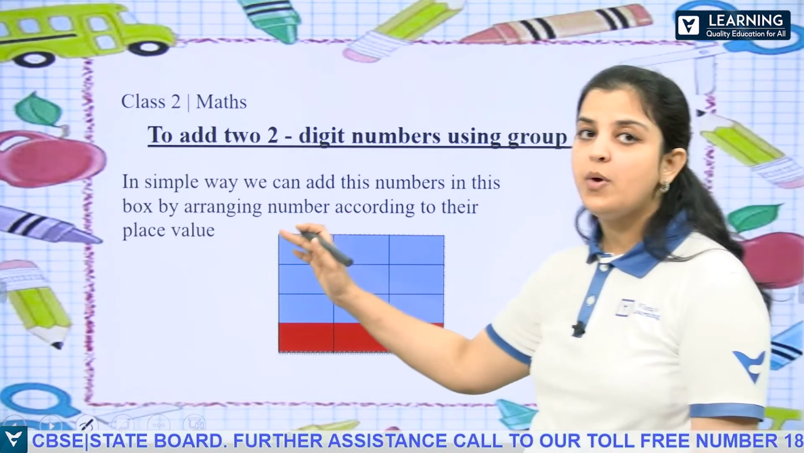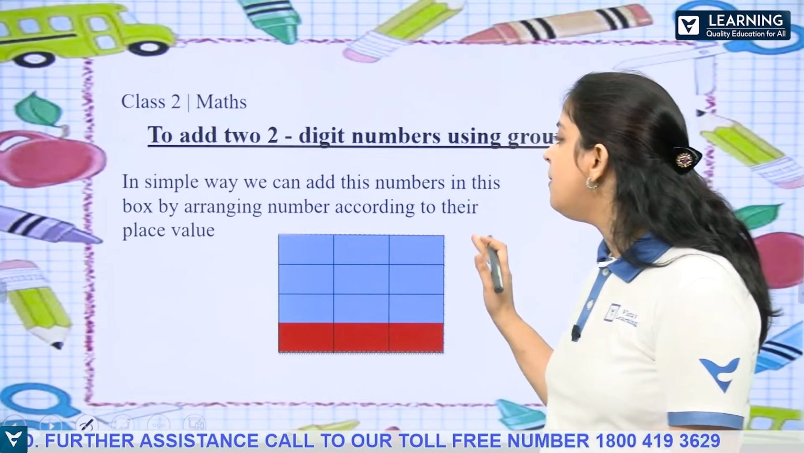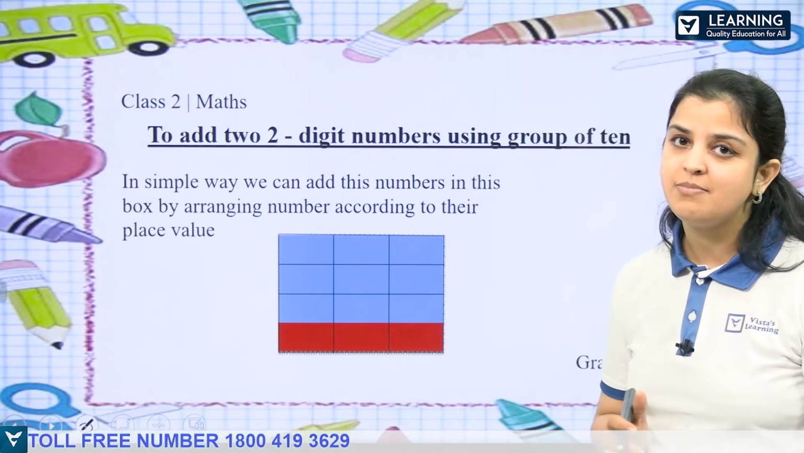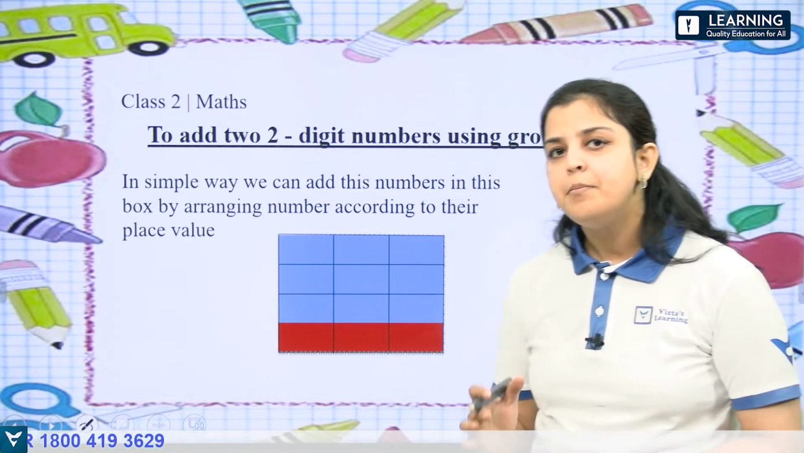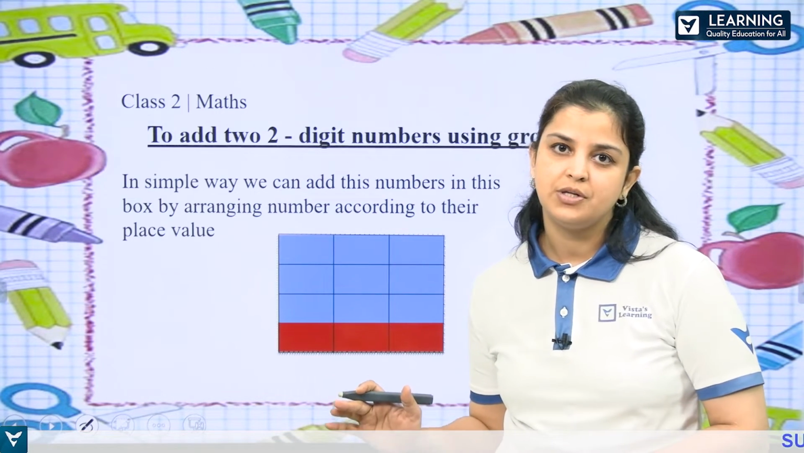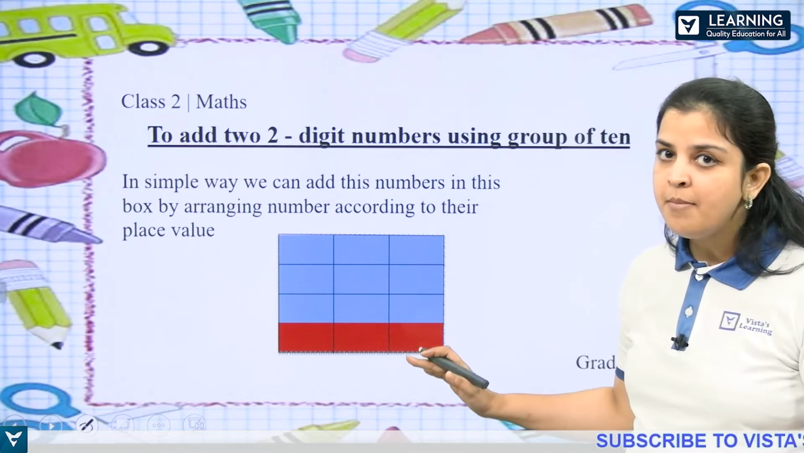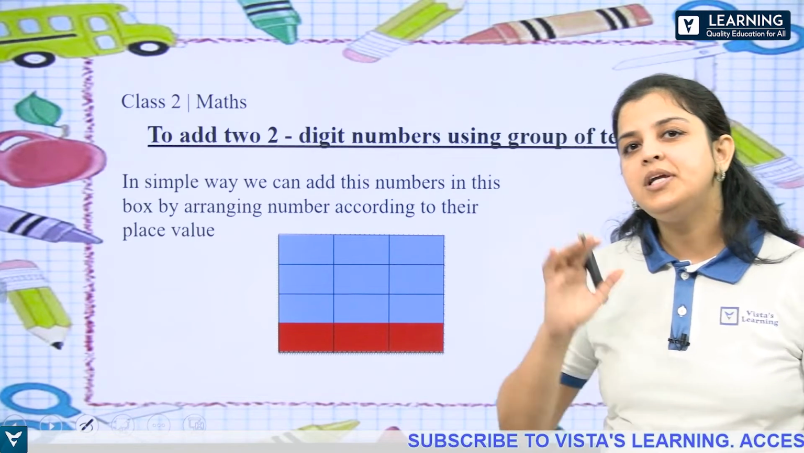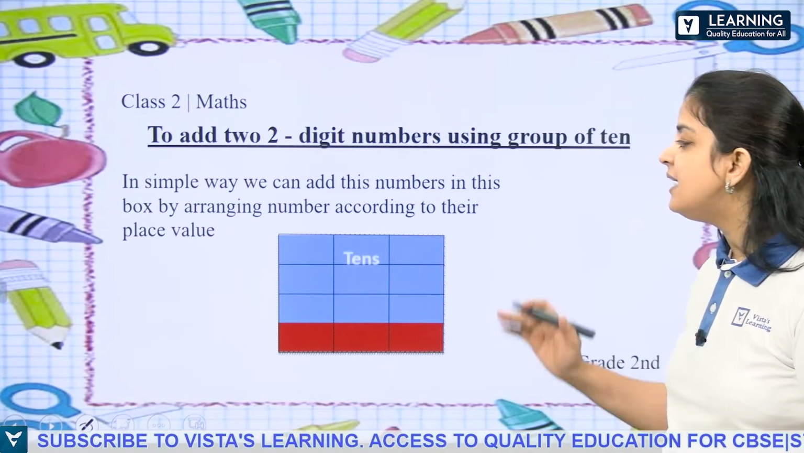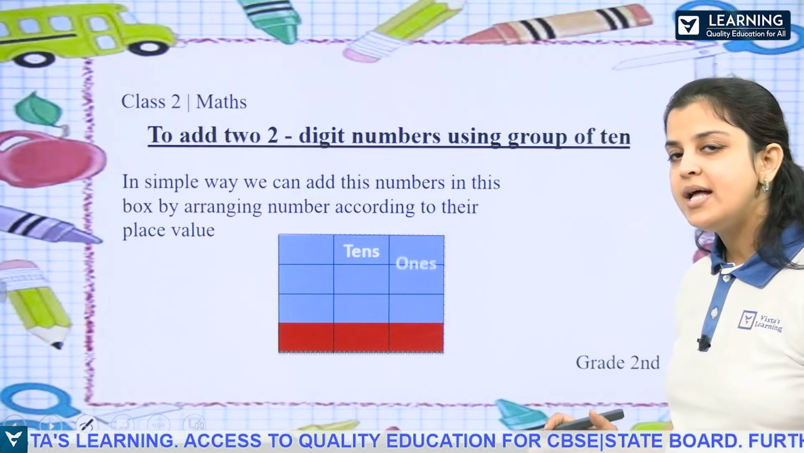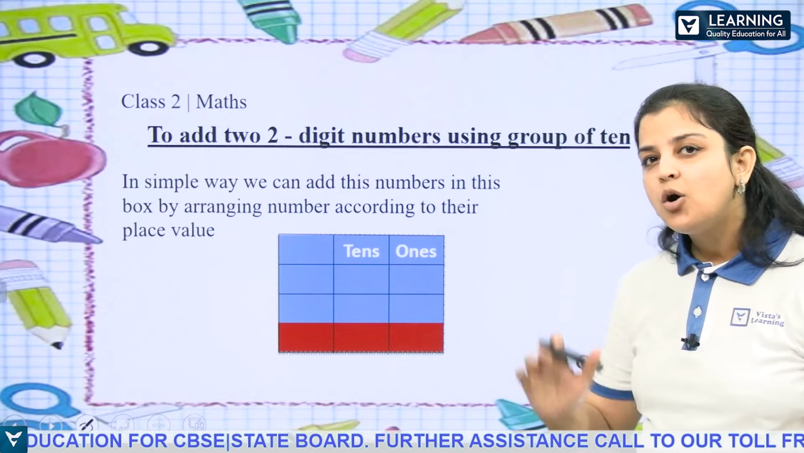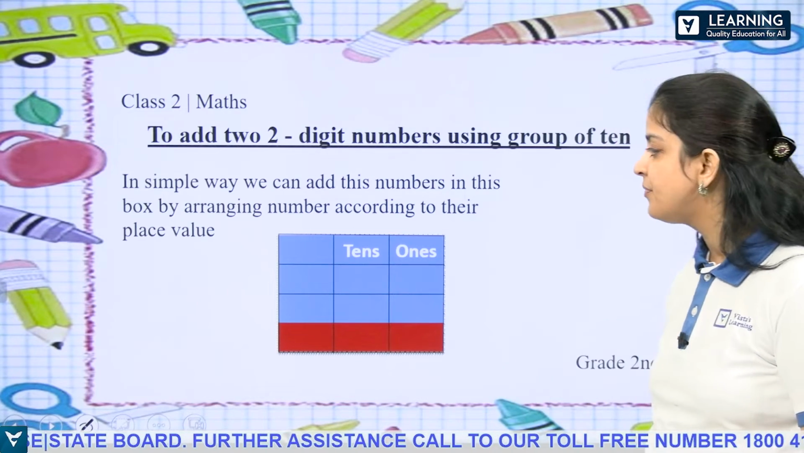Now, in a simple way, we can add these numbers in this box by arranging them according to their place value. So, if we made a group of 10, then in a simple way also we can do addition. We can arrange numbers in this box according to their place value. How can we do that? First we will write tens and ones in this box. Then we will arrange numbers according to their place value.